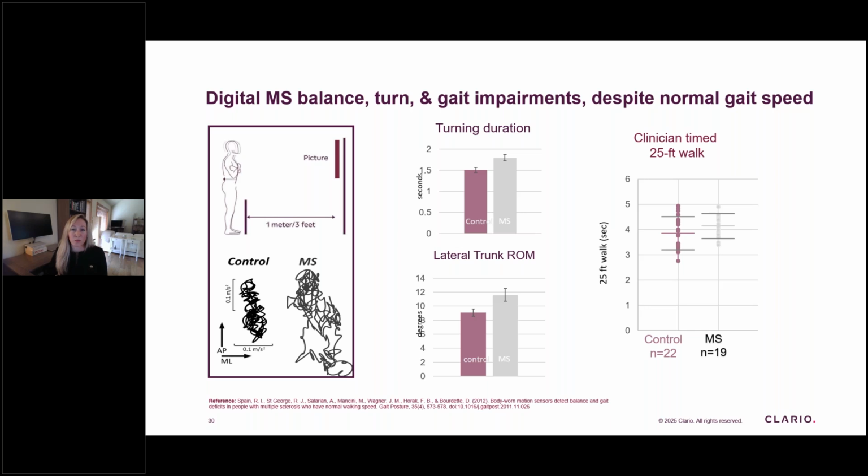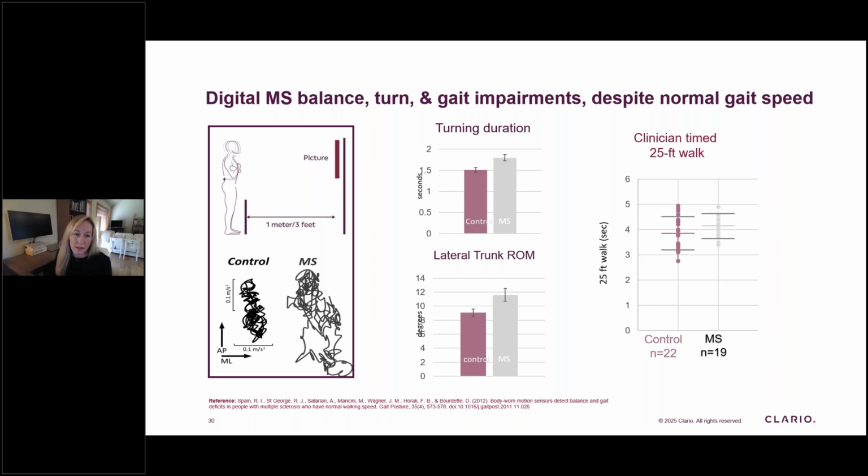this is another study in which the timed 20-foot walk test did not demonstrate a difference between controls and subjects with MS as far as the time it took to walk. But at the same time, we did see differences in some of the balance measures and the walking measures.